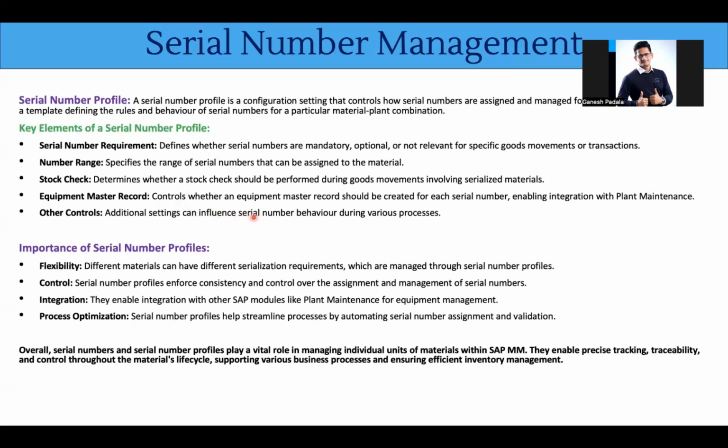Equipment master data controls whether an equipment master record should be created for each serial number, enabling integration with plant maintenance. It is mainly for when you are using plant maintenance; the equipment number also will be generated, and whatever equipment number is generated, you can utilize in your plant maintenance activities. Other controls are additional settings that influence serial number behavior during various processes. That's what I was mentioning. You can control whether you want it mandatory during goods issue, optional during goods receipt, and mandatory during transfer to other plants. These kinds of things we can control, and we are going to see that in the configuration.